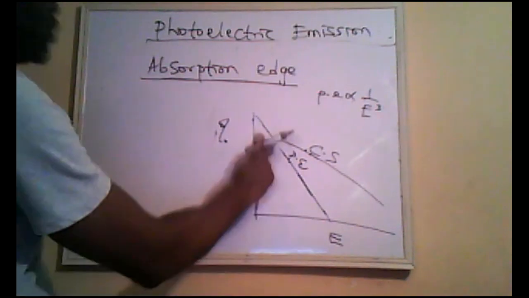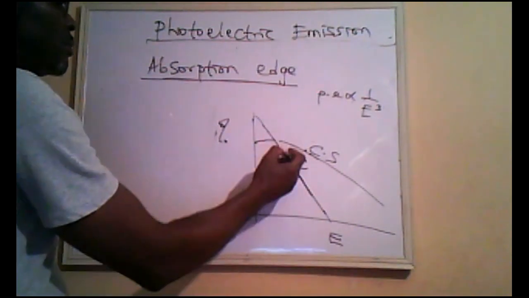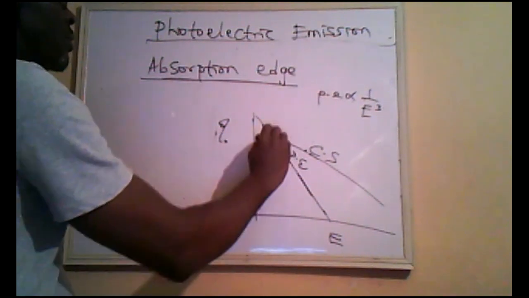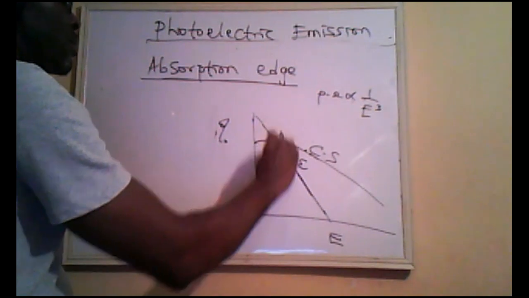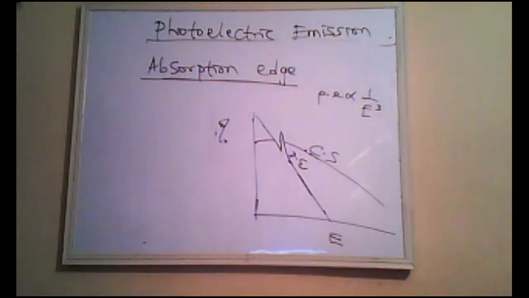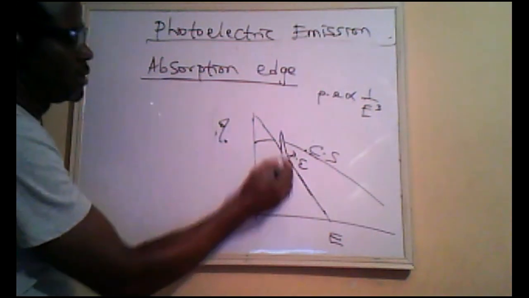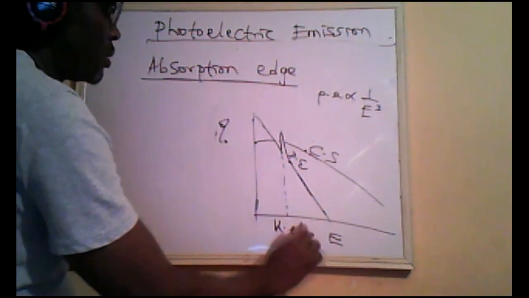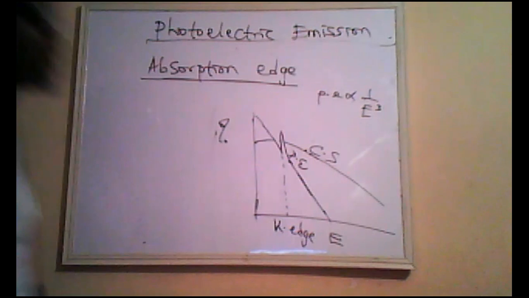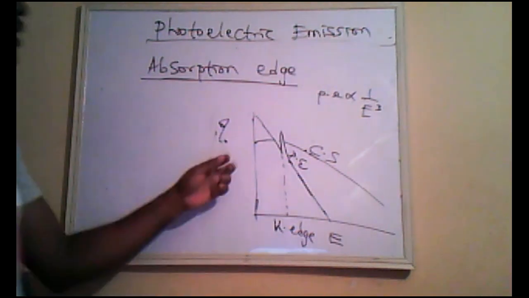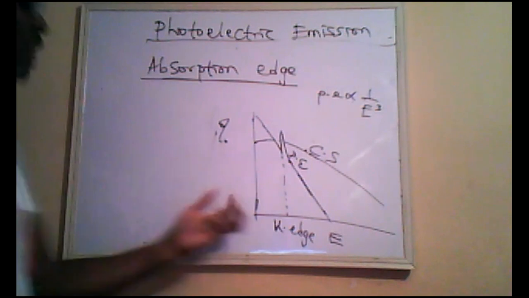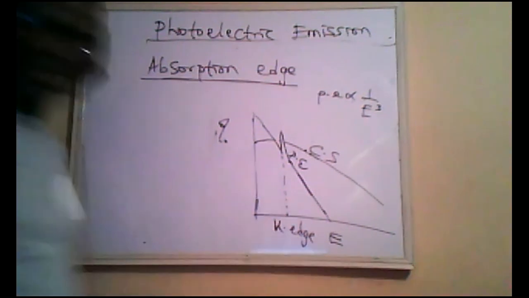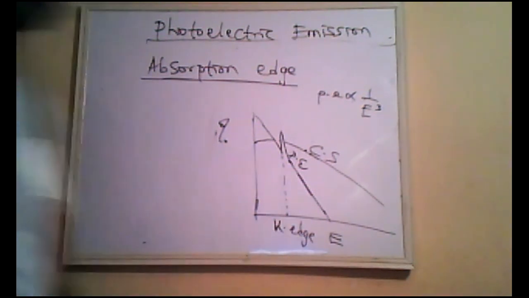There's a point at which we have a spike. It occurs at what we call the K-edge. There's a sudden increase in the probability of a photoelectric interaction when the photon's energy reaches the K-edge of the atom. The K-edge of the atom is essentially the binding energy of the K shell.